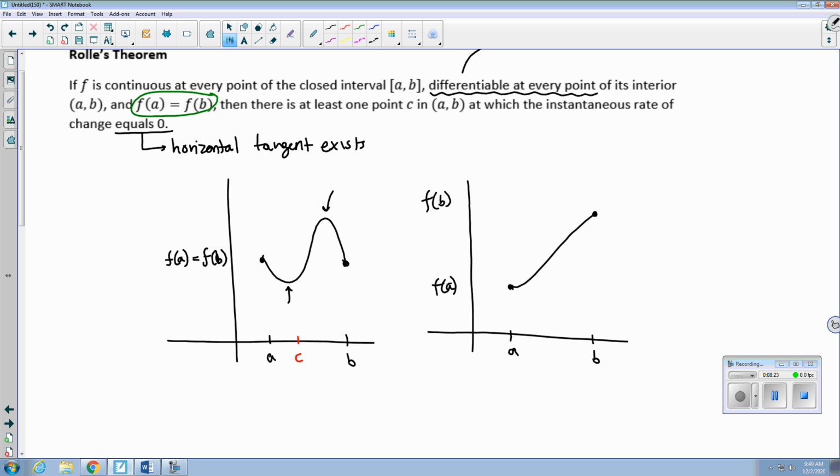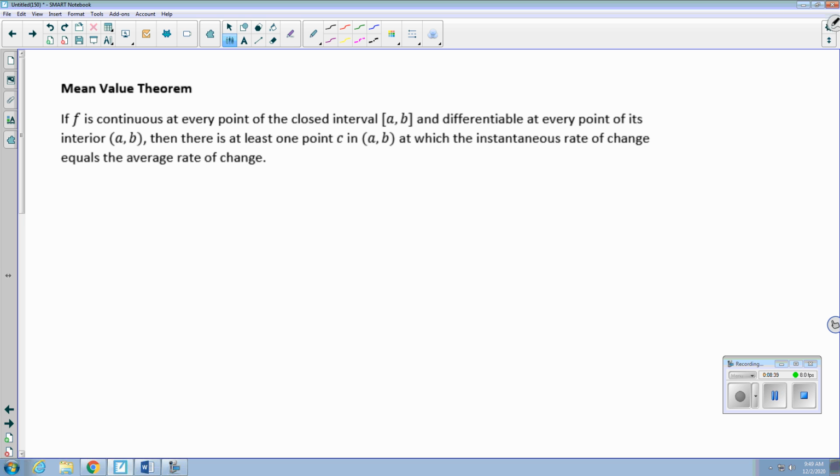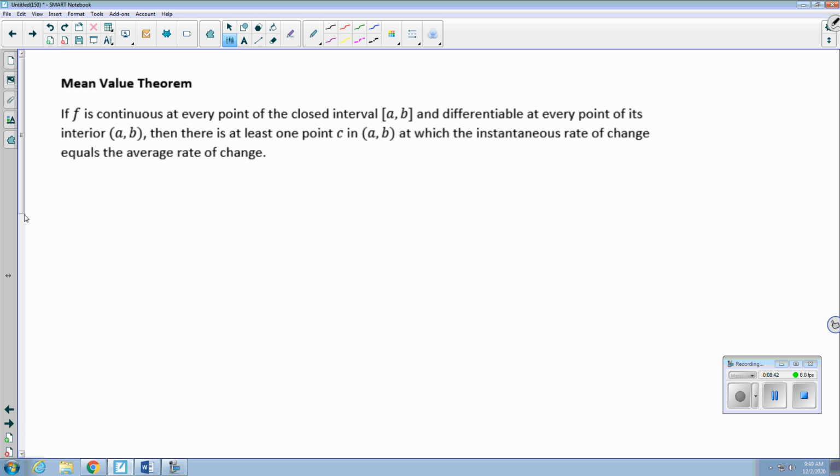Guaranteed to have a horizontal tangent line at some point, or an instantaneous rate of change of zero, assuming the outputs of the endpoints are equal. But now, we want to ask ourselves, is there anything that's guaranteed if the endpoints' outputs are not equal? And that brings us to the mean value theorem, where it says if f is continuous at every point on a closed interval and differentiable, and if we remove that condition of f of a equaling f of b, well then we know that there should be at least a point C where the instantaneous rate of change equals the average rate of change. So we're going to be able to guarantee ourselves that instantaneous rate of change will equal the average rate of change, not just that specific value of zero.